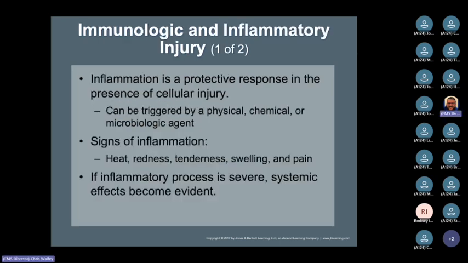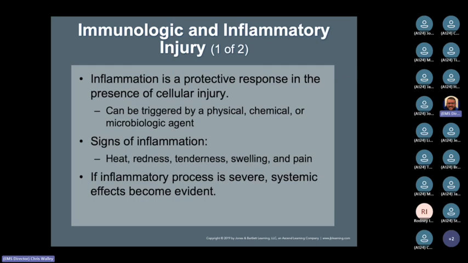All right, immunology and inflammatory injuries. Inflammation is a protective response that occurs in the presence of a cellular injury. The inflammatory response can be triggered by a physical, chemical, or microbiologic agent. Signs of inflammation are heat, redness, tenderness, swelling, and pain to the areas.